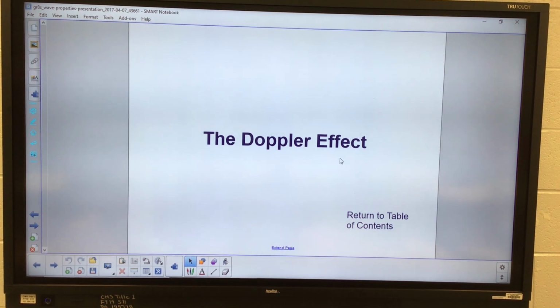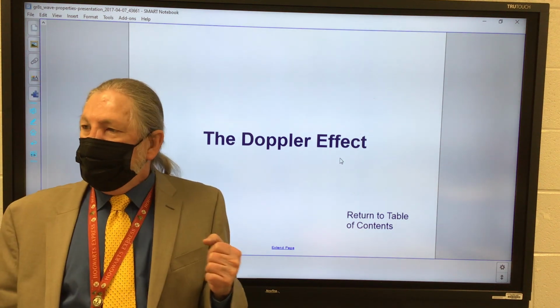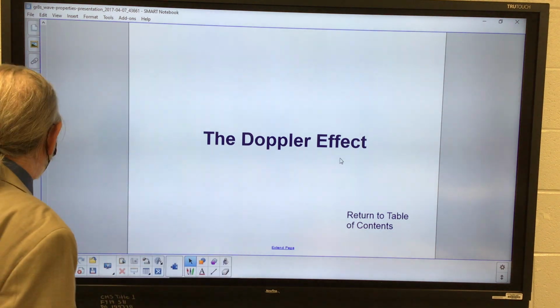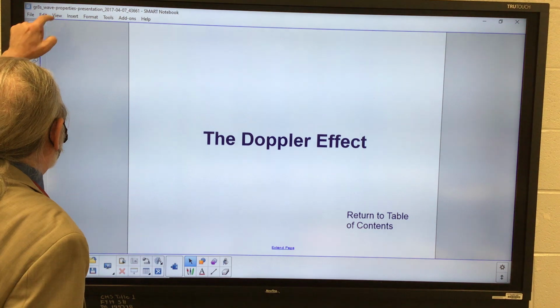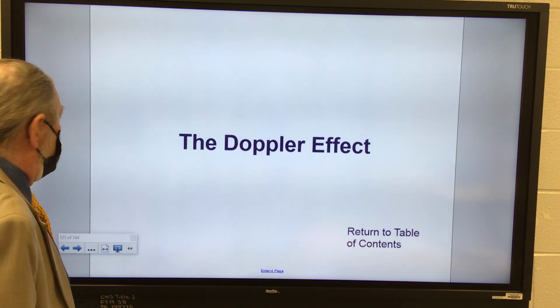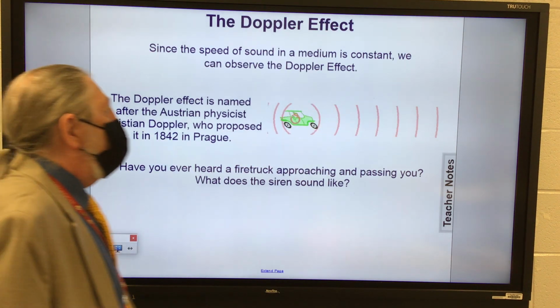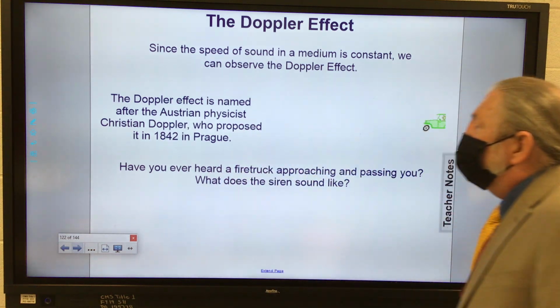All right, we're going to talk about the Doppler effect, okay? Let's talk a little bit about the Doppler effect, if I can get my full screen going here. Okay, so what is the Doppler effect? I guess that's our first question here.